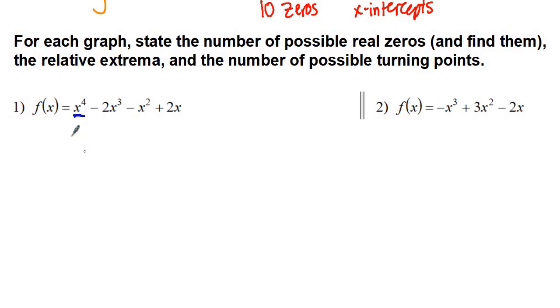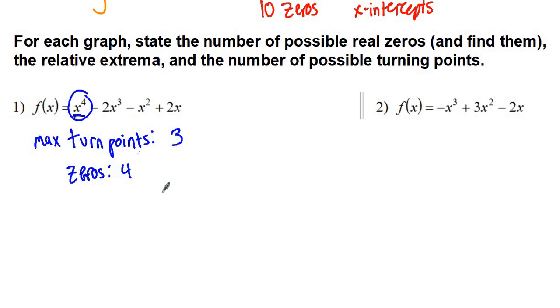The number of turning points could be at most 3 because that's x to the 4th. So I should say max turning points could be at most 3. The number of zeros here has to be 4. They may not all be real zeros, but it has to have 4 because that's x to the 4th. And then the extreme points we don't know. And then the end behavior, we should talk about this as well.